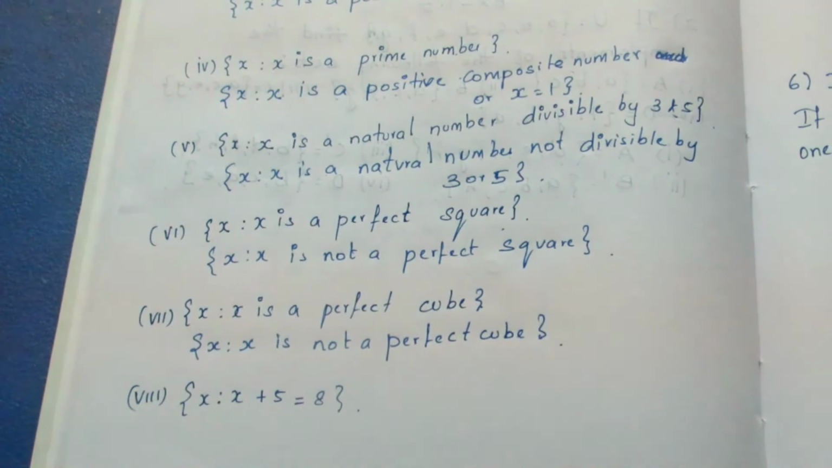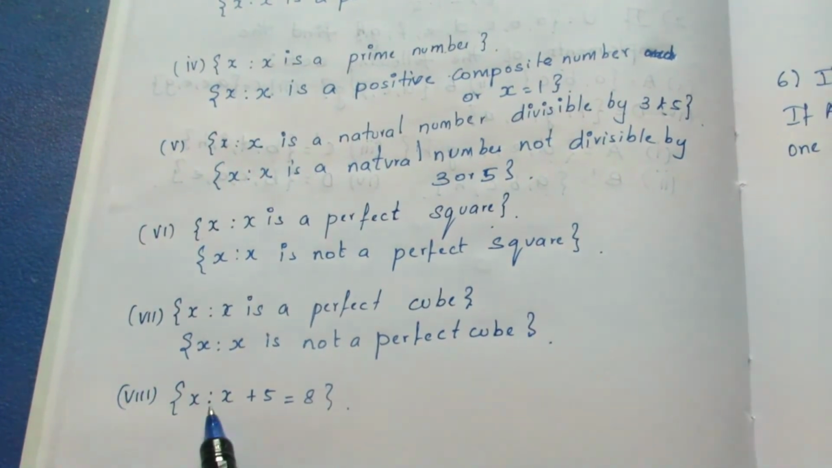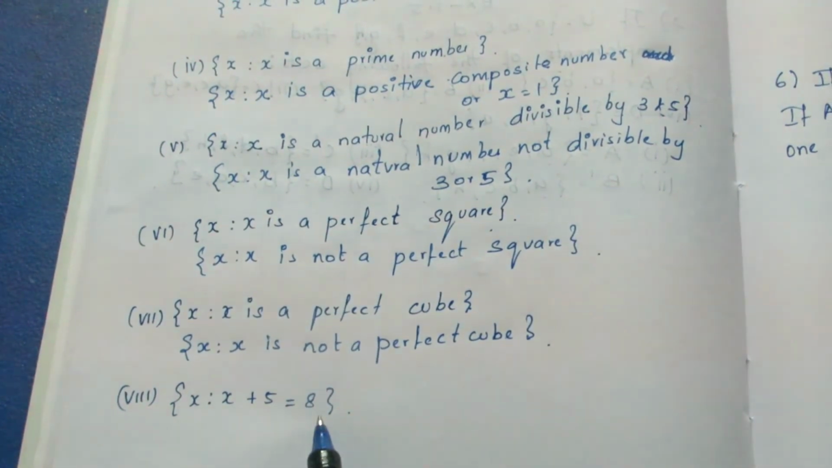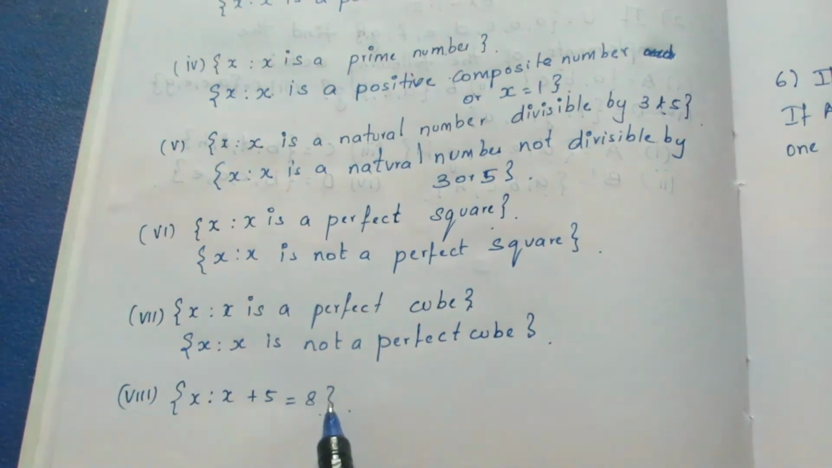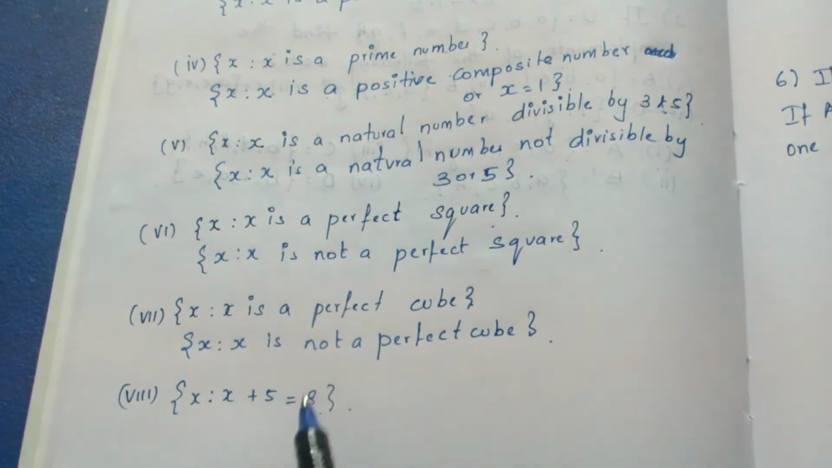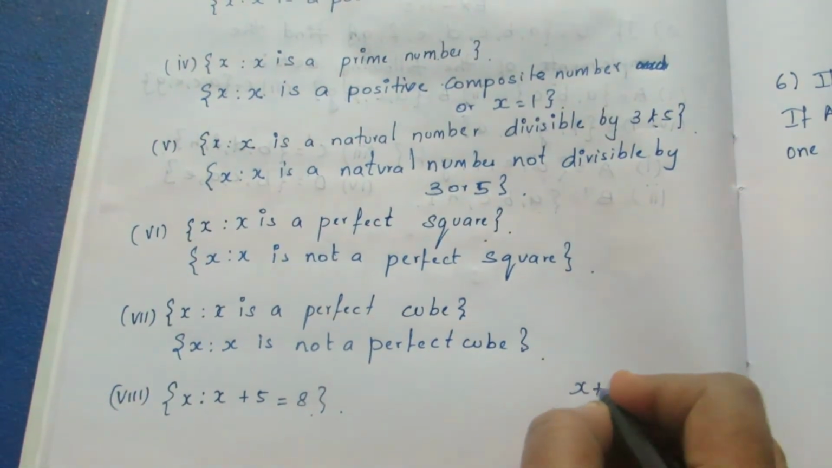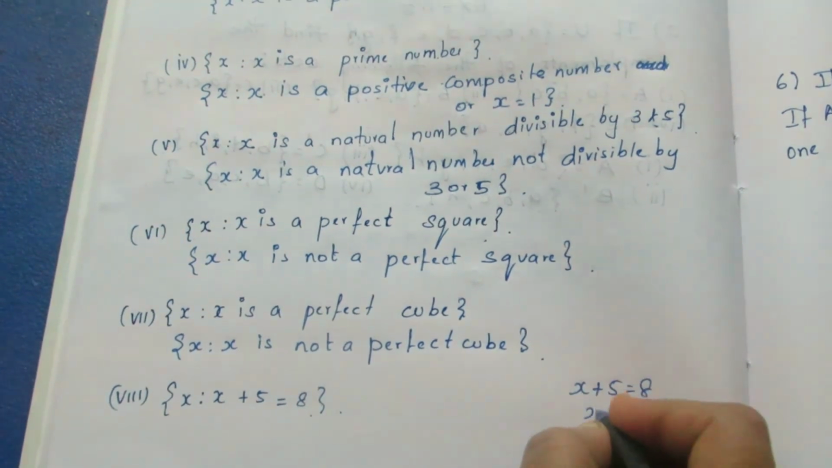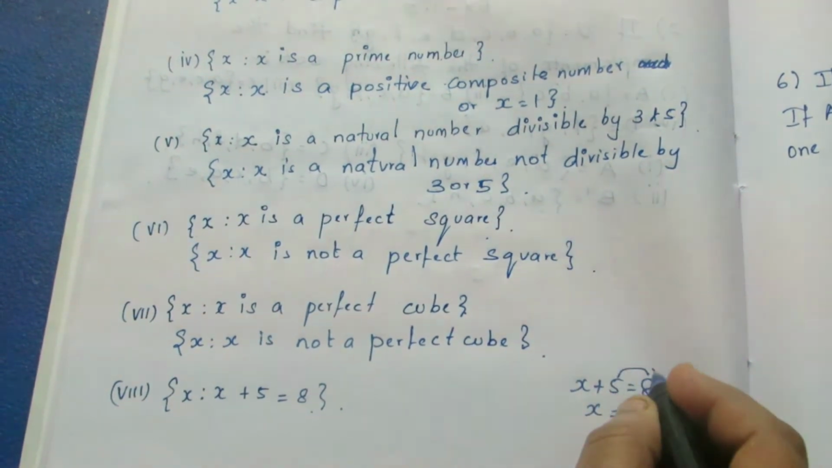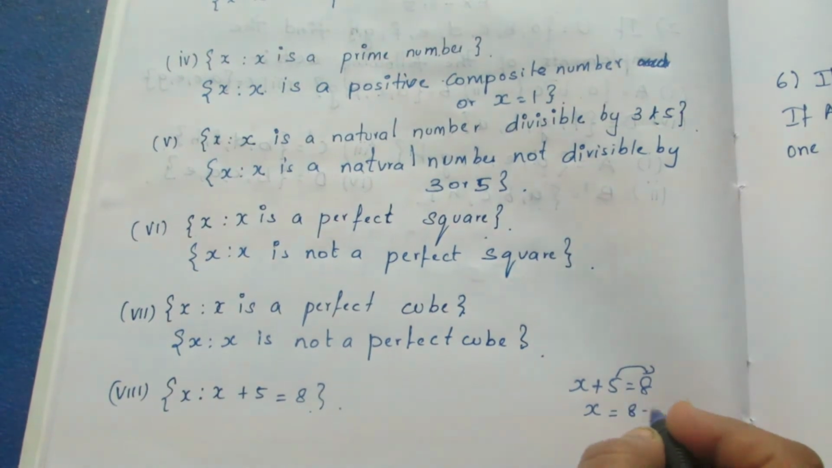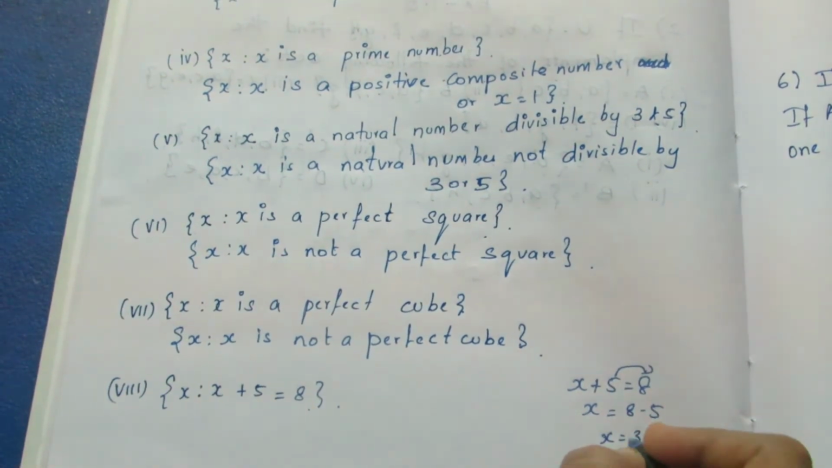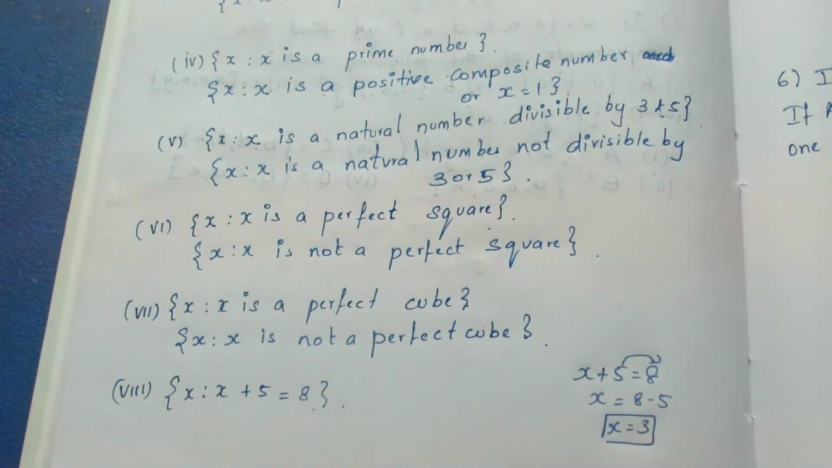Here in the last sum, they have given that x such that x plus 5 equals 8. We don't know the value of x. They have given one equation, and we need to solve it. If x plus 5 equals 8, what will be your x? If 5 goes to the other side, it comes as minus. So 8 minus 5, that is nothing but 3. So x will be equal to 3.